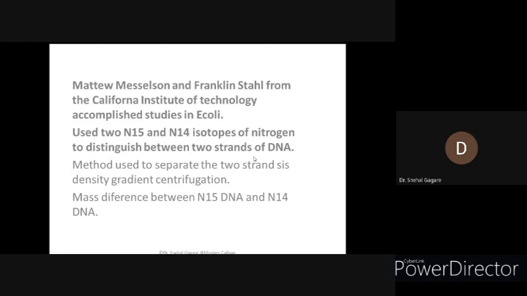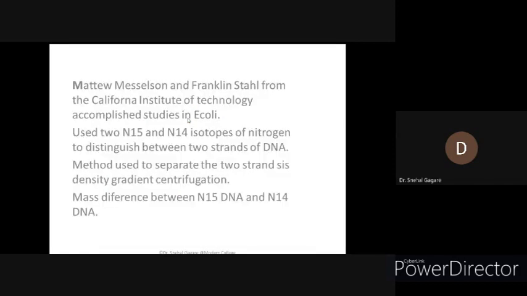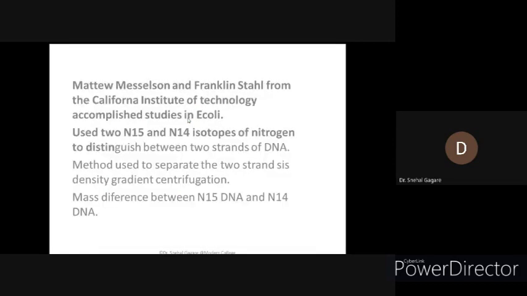To distinguish between two strands, because the important thing in this experiment is that we should be able to distinguish between the parental strand and the daughter strand, or the old strand and the new strand. Only then can we prove that DNA replicates by a specific mode of replication. So for that they used N15 and N14 isotopes of nitrogen.